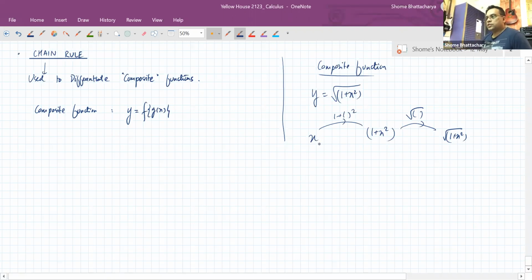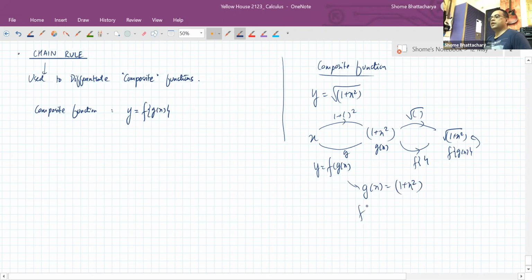Okay, so you can see that if we are expressing y as f of g of x, first we are operating the function g, so we are getting g of x, and then on that we are operating f, so we are getting f of g of x. In this case, g of x was the function 1 plus x square, so f of g of x became the square root of g of x, which in the next step we can write as square root of 1 plus x square.